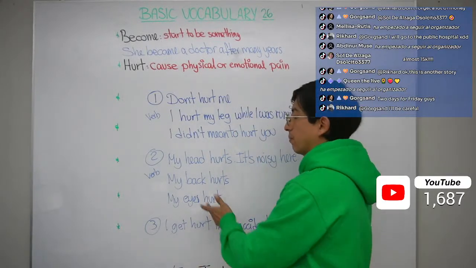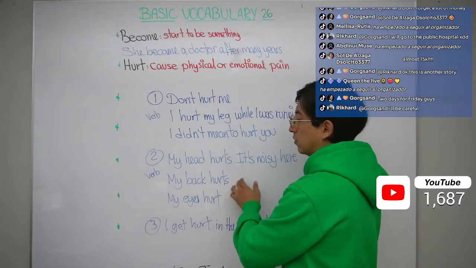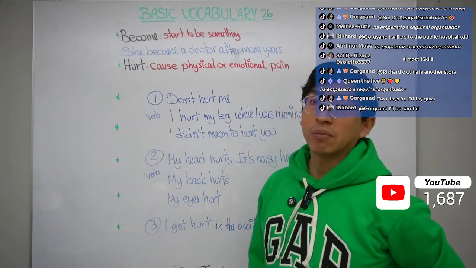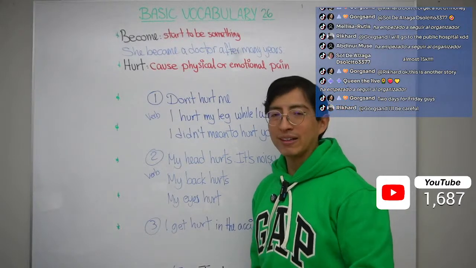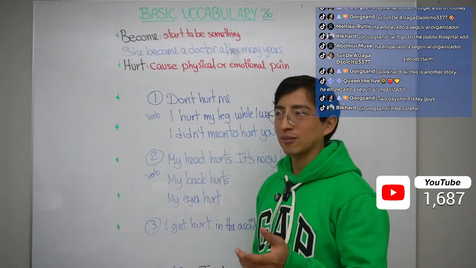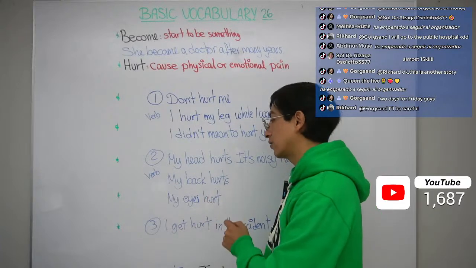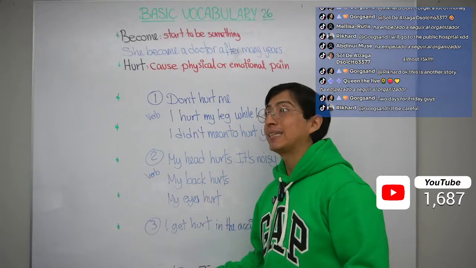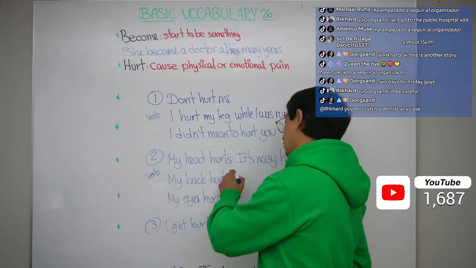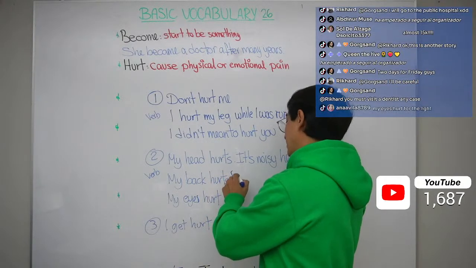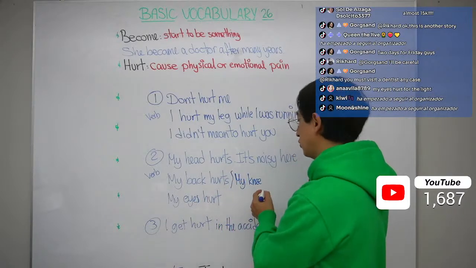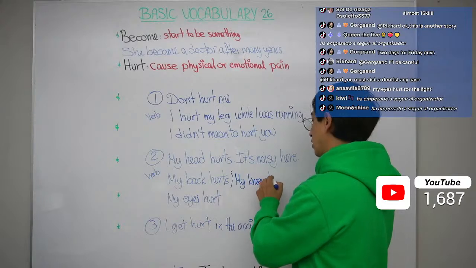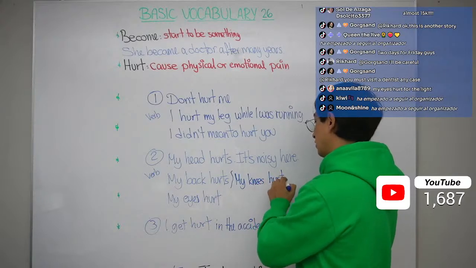Ahora, vamos con el otro. My back hurts. Me duele la espalda, ¿no? Ya, si tú tienes más de 30, pues es probable que estés diciendo esto a cada rato, ¿no? My back hurts. Otra posibilidad, my knee hurts. Me duele la rodilla también, ¿no? Ok, my knee hurts. O si quieres poner los dos, my knees hurt. Me duelen las rodillas, ¿no?